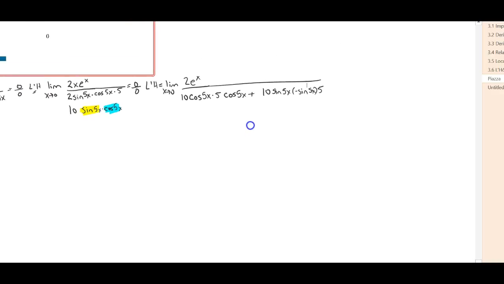Now if I plug in x goes to 0, I get a 2 on the top, and on the bottom I get 10 times 5, right? So I get 50. If I plug in cosine of 0, that's 1, right? Sine of 0 is 0, so it doesn't matter there. So I have 10 times 5, which is 50, which would be the same as 1 over 25. So 1 over 25 is the answer there.